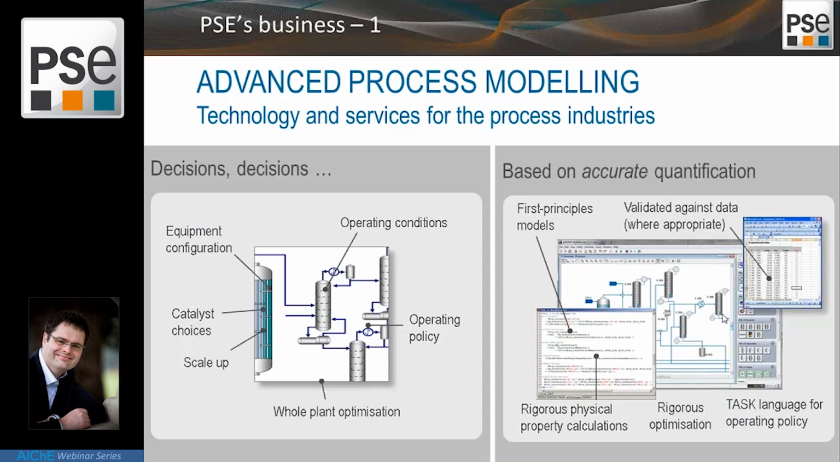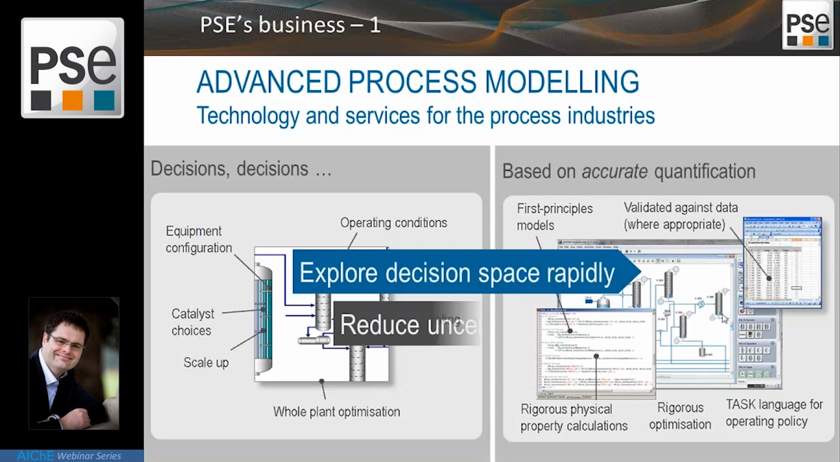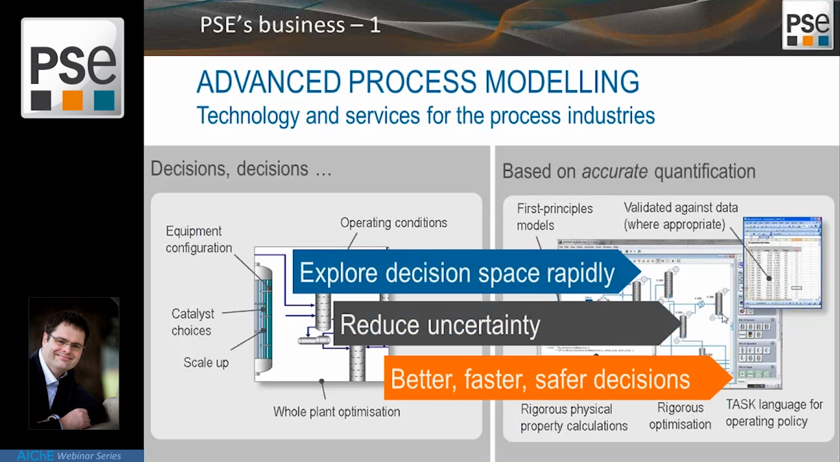In chemical engineering, we'll always have some gray elements, so to speak, empirical models. You want to be able to validate those models against your plant data. You want to be able to do rigorous optimization in contrast to optimization by simulation, basically, and you want to be able to implement your own procedures through a task language. So what we try to do is give you the opportunity to explore the decision space very rapidly, reduce the uncertainty so that you can make better, faster, and safer decisions in your operations.